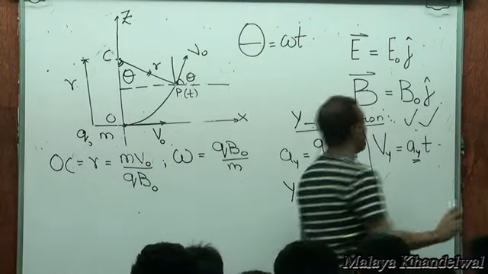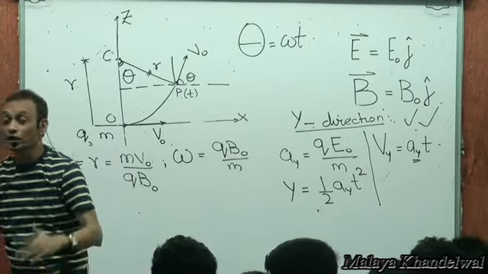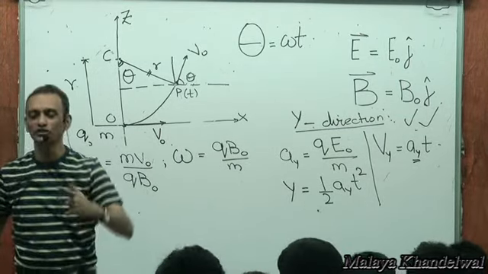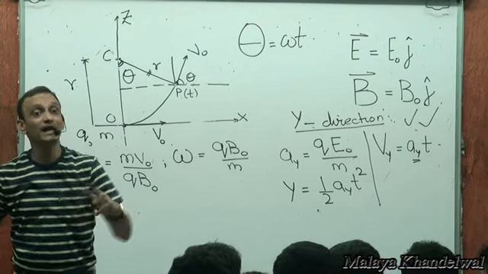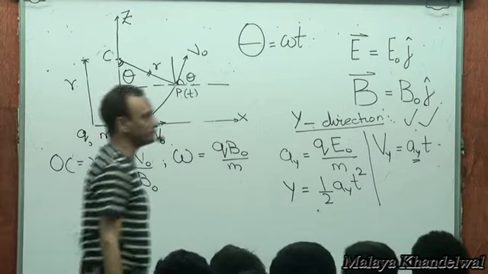So that's the trajectory. Now let me change the situation a little bit. This was E and B both in the y direction. Let me talk of E and B perpendicular to each other, right? Let's examine the case where E and B will be perpendicular to each other. Fine.